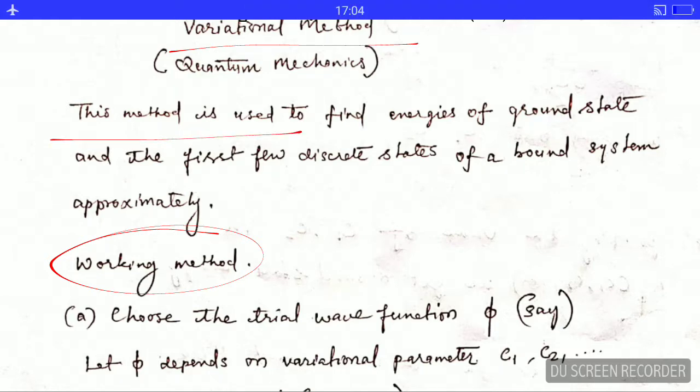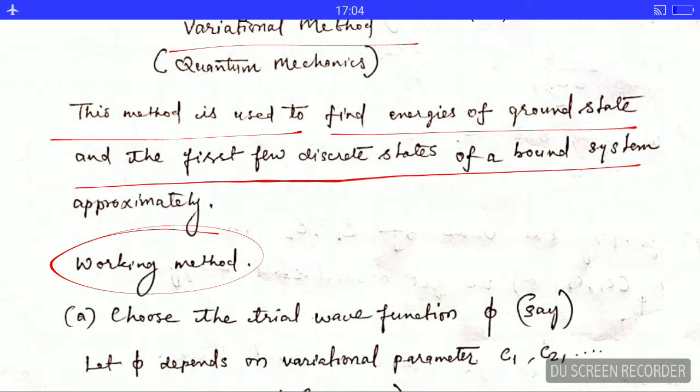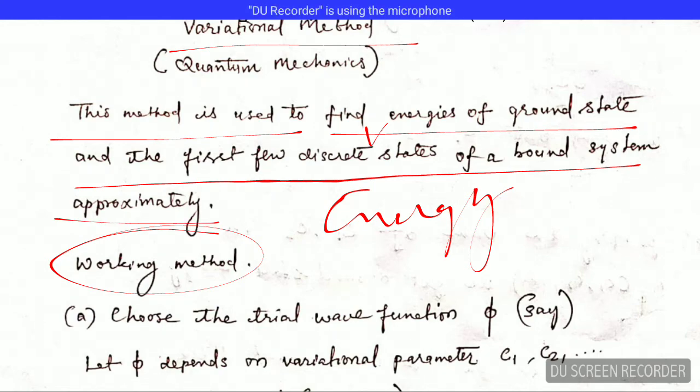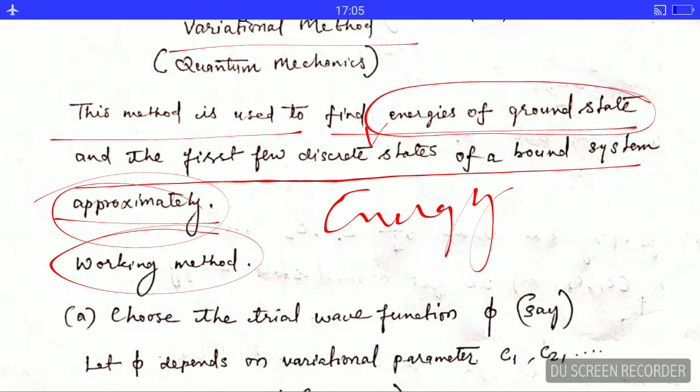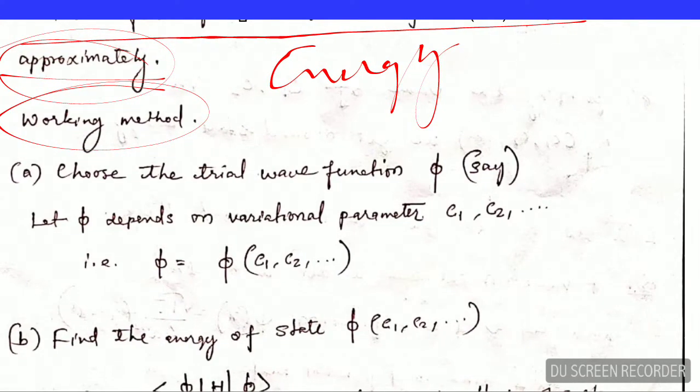This method is used to find the energies of the ground state and first few discrete energy states of the bound system. So here I have to write energy states, approximately. So it approximately finds the energy of the ground state. So the working method is here.